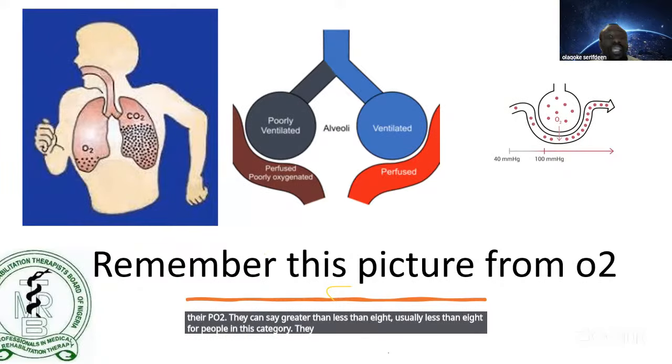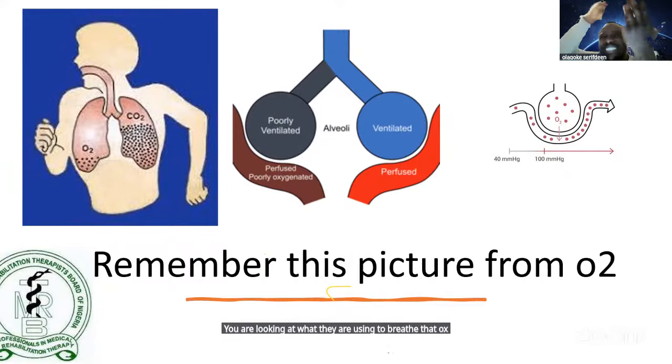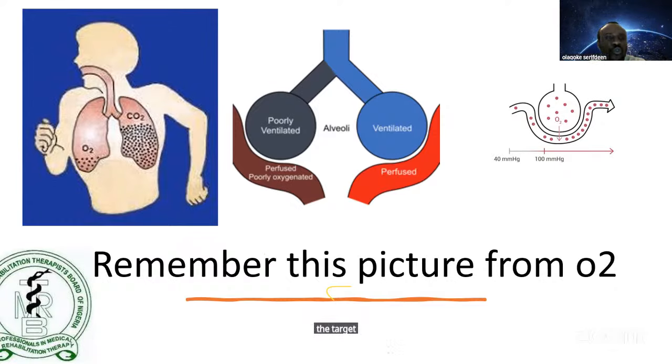They might say aim whatever they say it is. So what you are looking at, when you are checking the readings now, is what they are using to breathe that oxygen. You are also checking that reading and correlating it with the target SAT, the target PO2 that the doctor has set, if that makes sense to somebody.